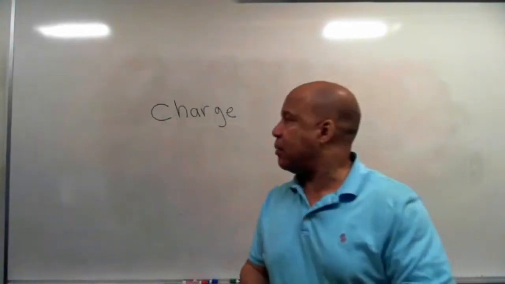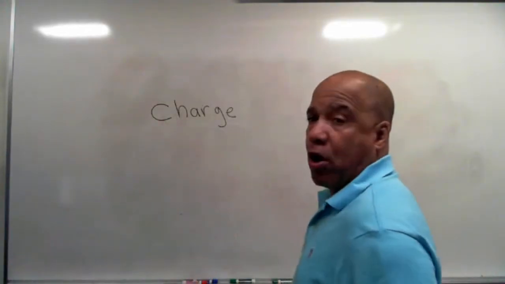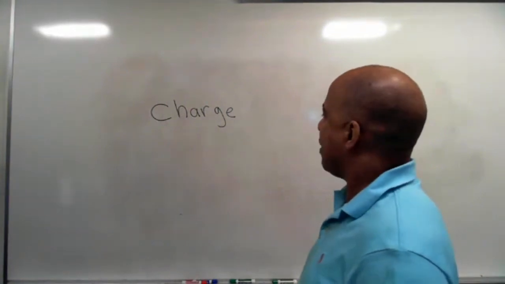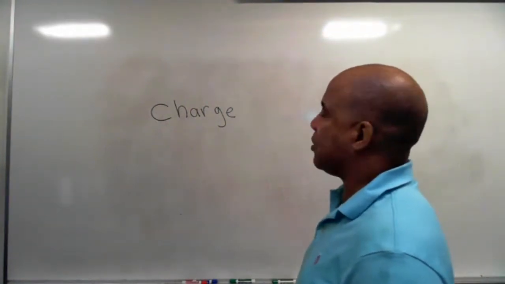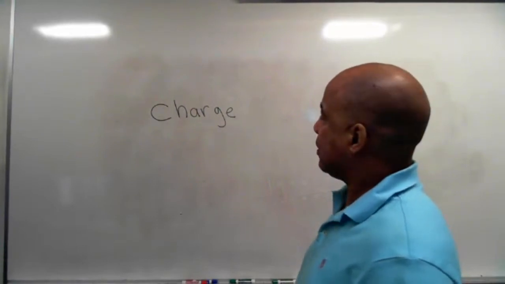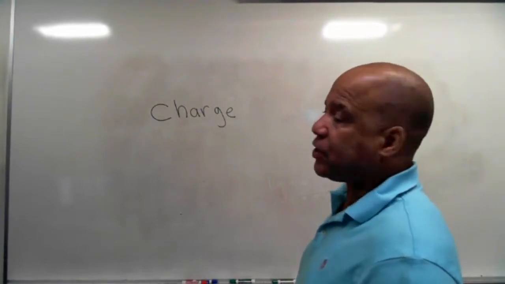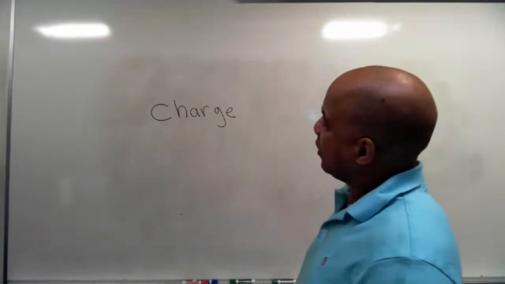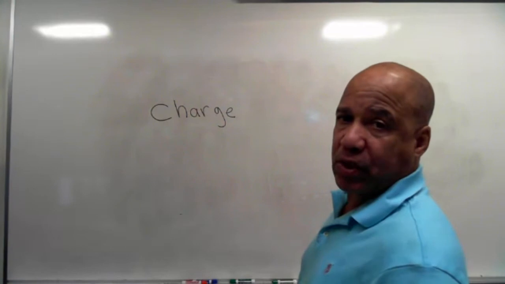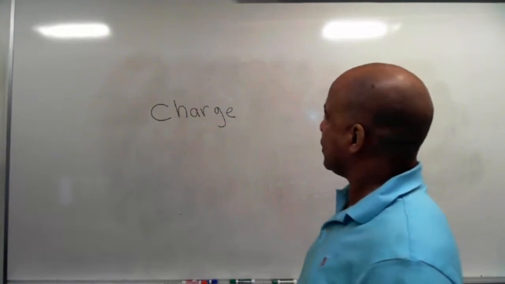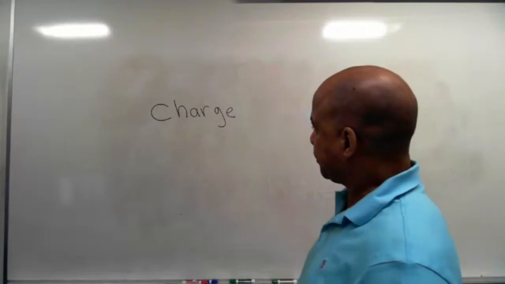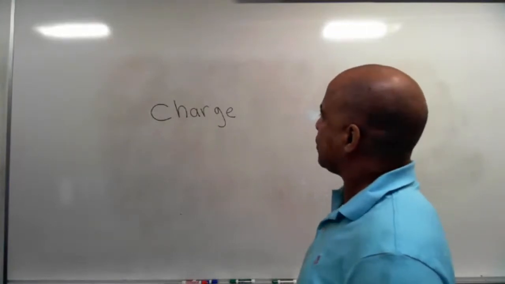So I want to talk about charge. I've already mentioned that term today. What we know about charge is there's two types, plus charge and minus charge. We know that the origin of any positive charge would be ultimately the proton, and the origin of any negative charge ultimately would be the electron. But let's talk about charge a little bit more.